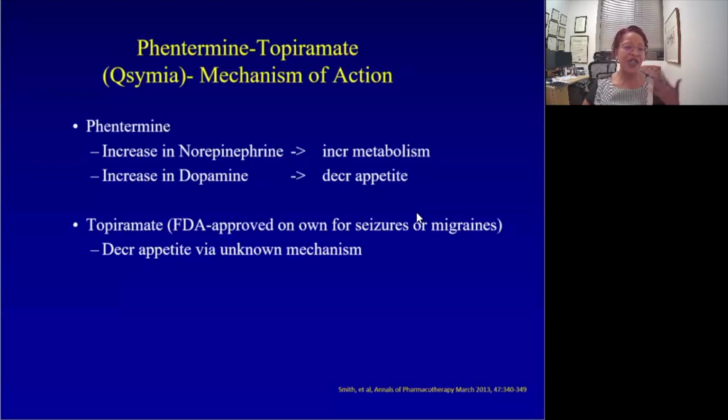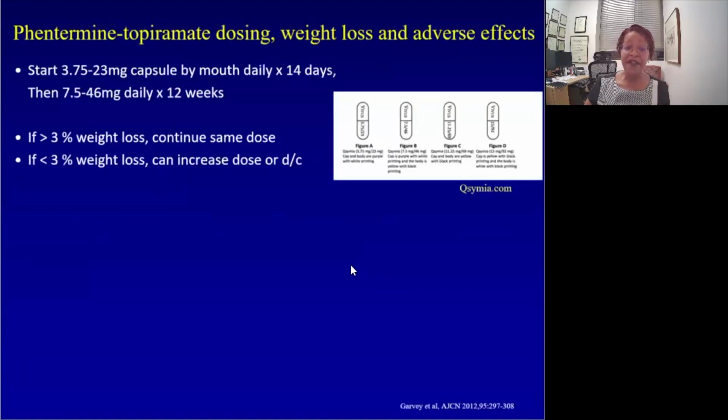Next, we have a medication called phentermine topiramate. Now, I already told you about phentermine and how that one works, but it's been combined with topiramate, which is a medication that if you prescribe it on its own, it's for patients who have seizure disorder or who have migraine headaches. And putting those two together at pretty low doses can have some significant benefits in terms of weight.